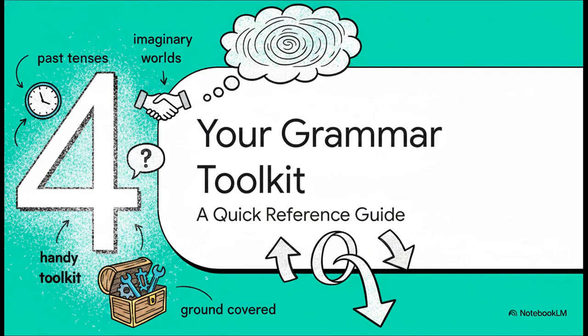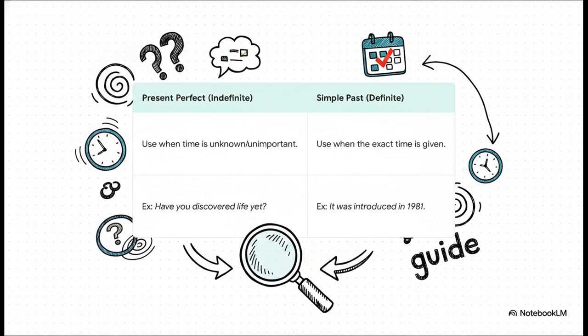Wow, okay. We have covered a lot of ground, haven't we? We've gone from past tenses to polite requests and even jumped into these imaginary what-if worlds. So let's pull it all together into a handy little toolkit that you can look back on anytime. And here it is, your quick cheat sheet for that past tense puzzle. Is the time indefinite or unimportant? Boom, use the present perfect. Is the time specific and known? Use the simple past. Really, it's that simple.